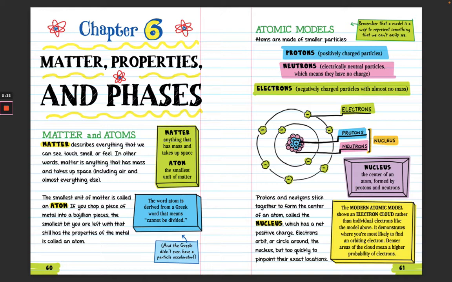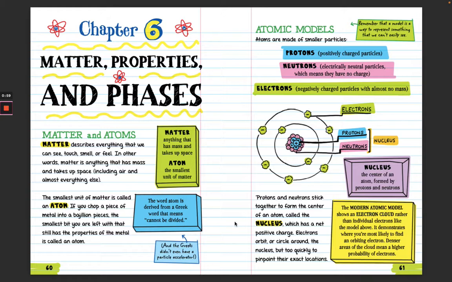Atomic models. Remember that a model is a way to represent something that we can't easily see. Atoms are made of smaller particles. Protons, positively charged particles. Neutrons, electrically neutral particles, which means they have no charge. Electrons, negatively charged particles with almost no mass. The nucleus is the center of the atom, formed by protons and neutrons.